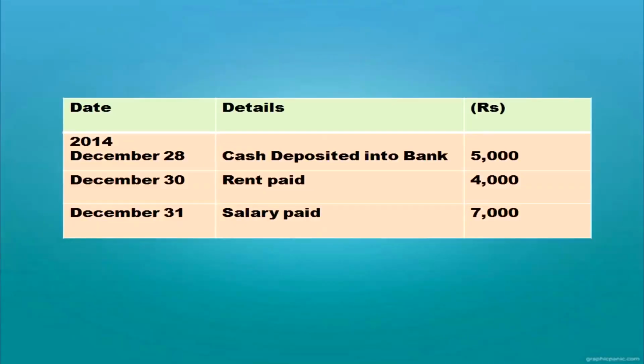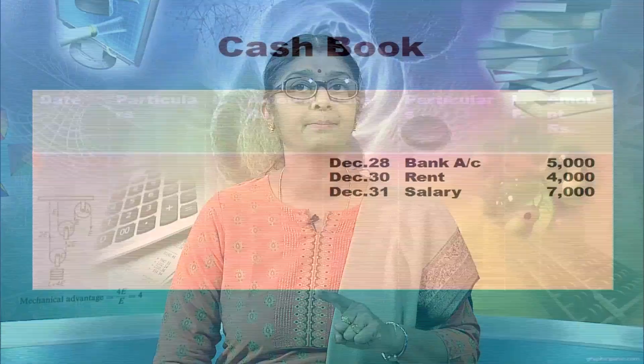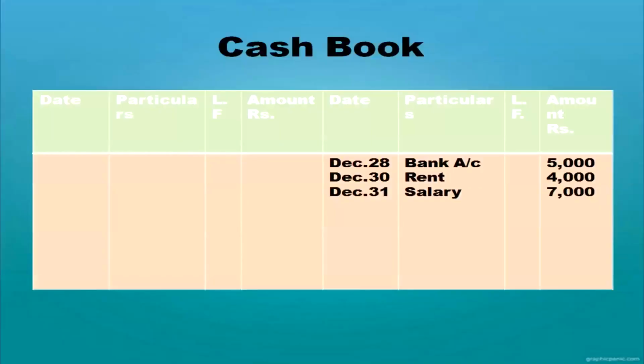Some more transactions. Cash deposited into bank. Bank account debit to cash. Rent paid. Rent account debit to cash. Salary paid. Salary account debit to cash. How is it coming in the cash book? On the credit side, by bank to cash. So, posting on the credit side, payment side. Rent paid. By rent on the credit side. By salary on the credit side, payment.